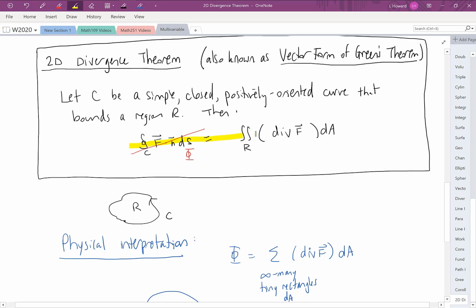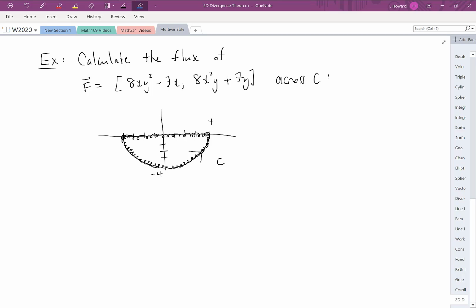Bottom line, if we want to actually compute a flux, we're doing a double integral over our region R, and what we're integrating is the divergence of our vector field. So let's try an example. We are going to calculate the flux of the following two-dimensional vector field across the curve C, and we've got a visual description here of what this curve C is. It's a semicircle of radius 4. It's the lower semicircle centered at the origin, and it's positively oriented.